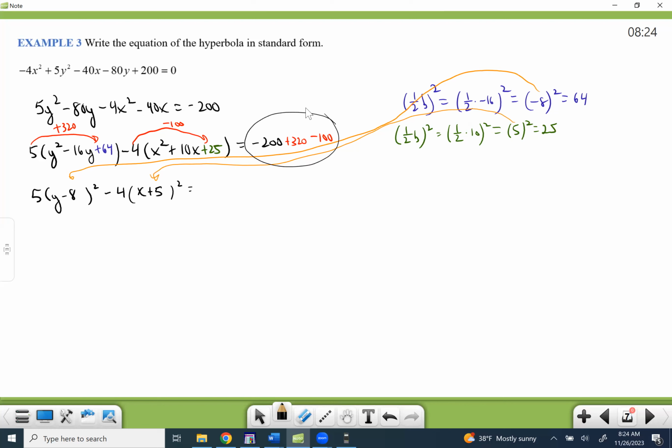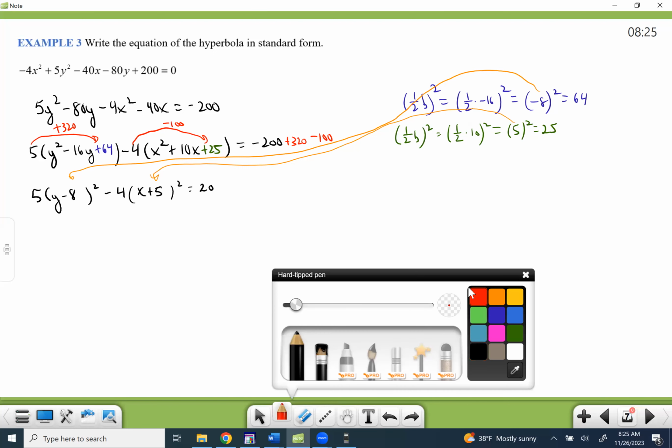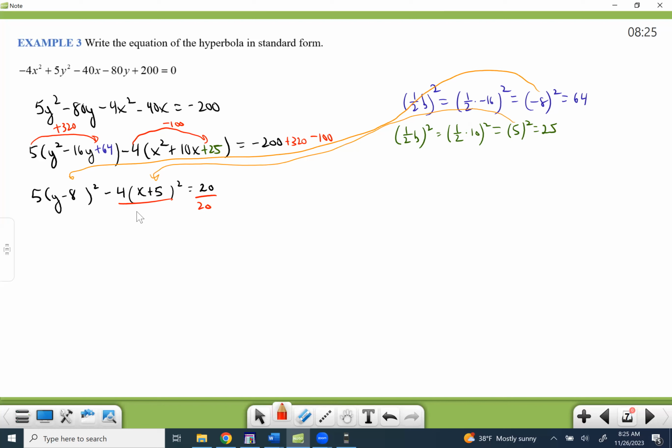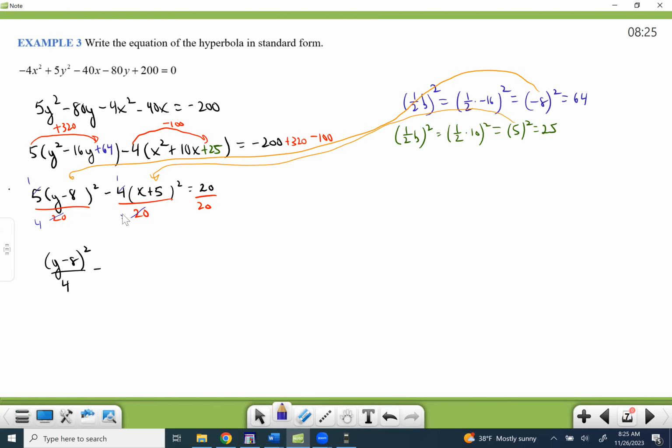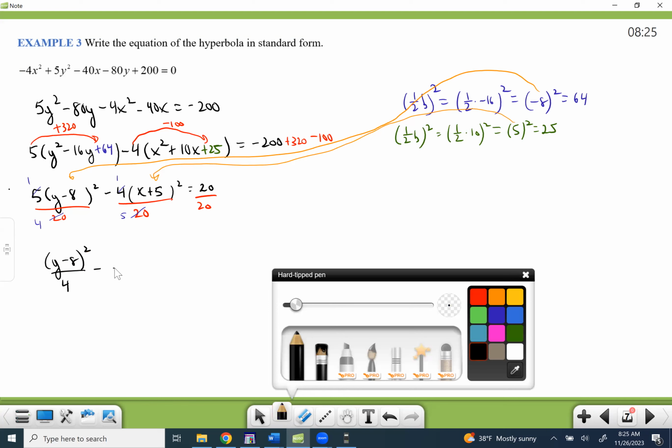All right, if we take these numbers and we add them all up, it just leaves us with a 20. Now we know that the formula does not look like this. There's always a 1 over here. Because there's always a 1, we're going to have to divide through by 20 to make that 1 happen. So we've got y -8 squared. And you can see that 5 goes into 5 once, 5 goes into 20 four times. So this is really going to have a 4 in the denominator. I'm not going to write the 1. Then over on this one, 4 goes into 4 once, 4 goes into 20 five times. I'm not going to write the 1, but I will write the 5.